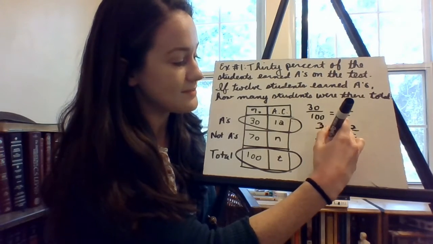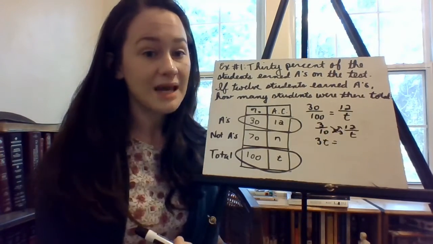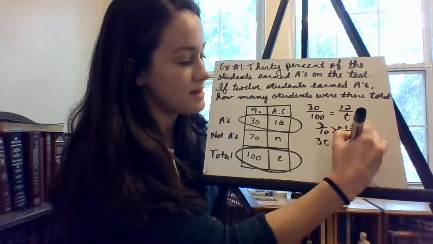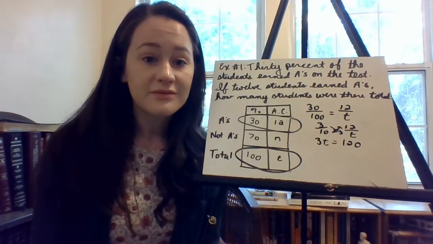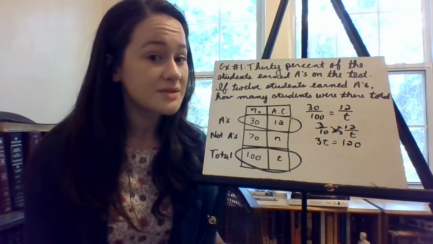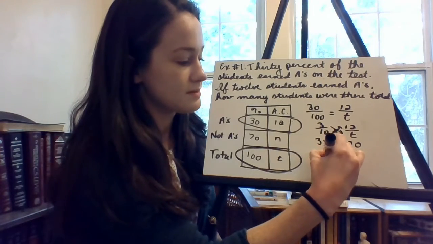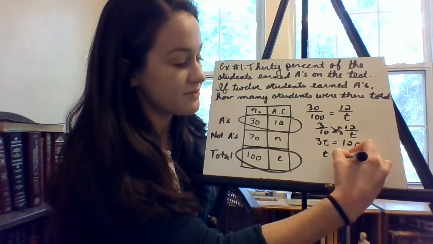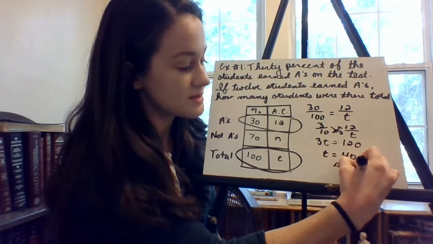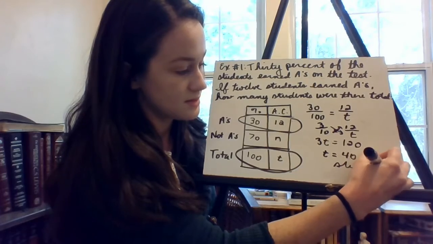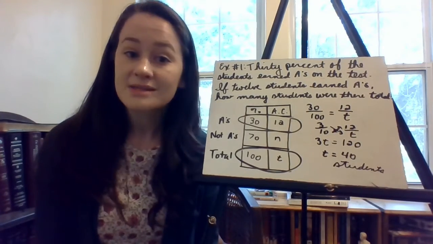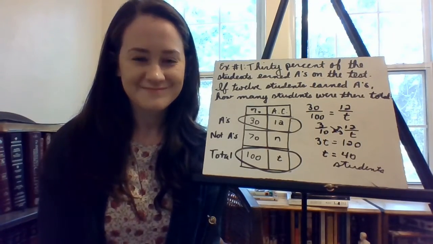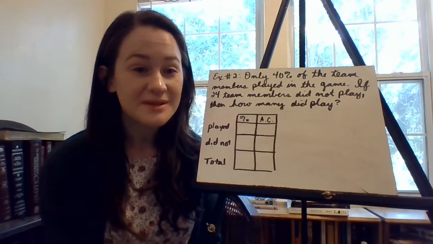So 3 times T equals 10 times 12, which is 120. In order to solve for T, we can divide both sides by 3. So T will equal 120 divided by 3, which is 40. So 40 students were in the class, 40 total students. All right, let's move on to example number 2.